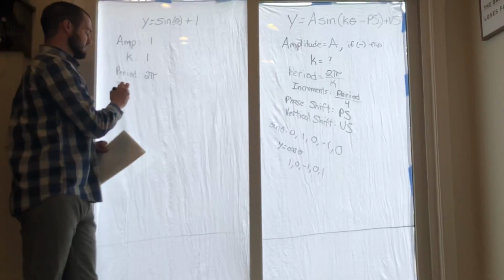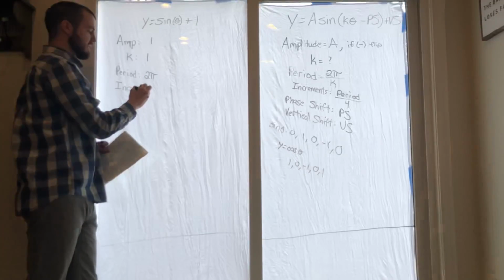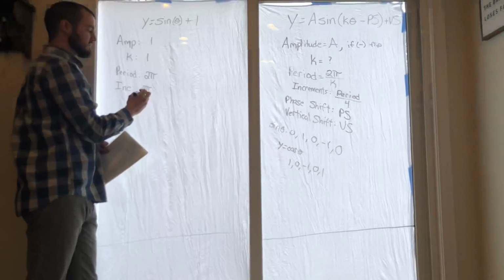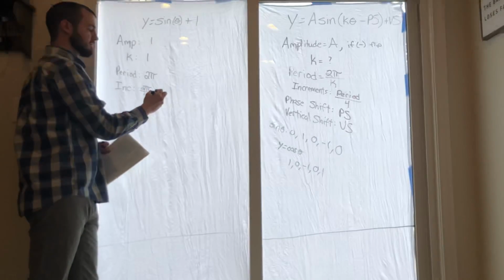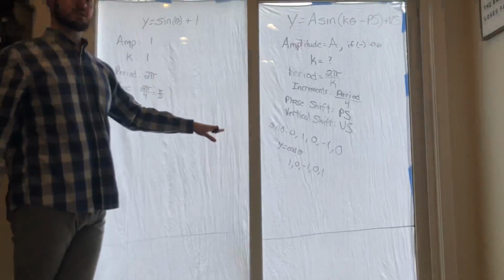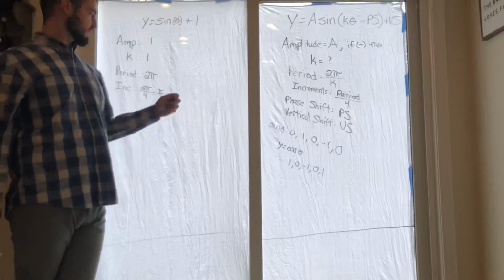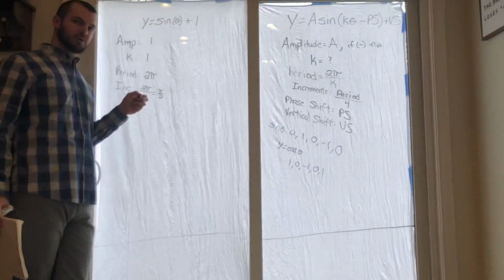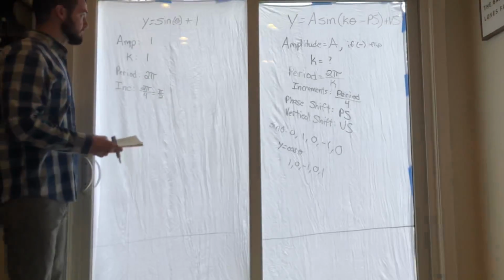Our increments are going to be, you take your period, which is 2 pi, and you divide it by 4. And that's going to reduce to pi over 2. Which makes sense, because if you remember when we were counting everything, it went by pi over 2, pi, 3 pi over 2, 2 pi, right? Why are we dividing by 4? Because of the 4 quadrants, right? You're dividing in 4s. Okay.